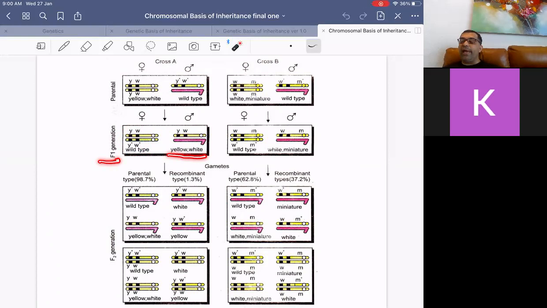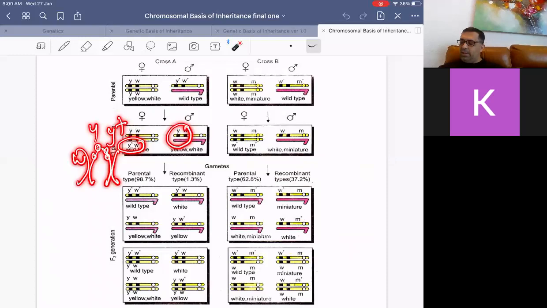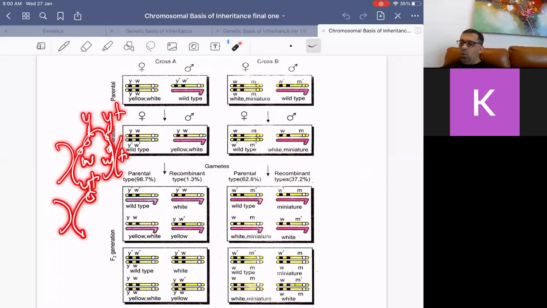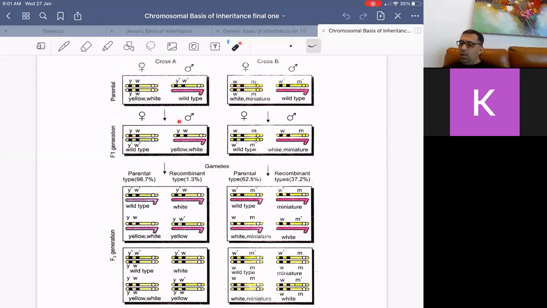Now F2 generation ke liye kya hoga? Small y and small w are tightly linked. So unka jab crossing over hoga, small y small w and yahan y plus aur w plus, inke beech mein crossing over hoga, to what will you get? Small y small w and here you have y plus and w plus, inke beech mein jab crossover hoga then you will get crossover. You will get Y plus and W, and yahan aa gaya Y and W plus. So crossover. So what is a crossover? Y and W plus.